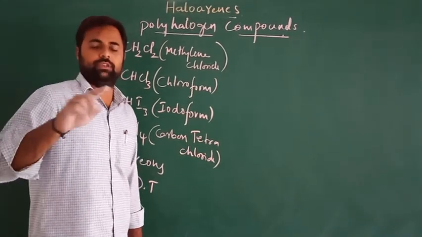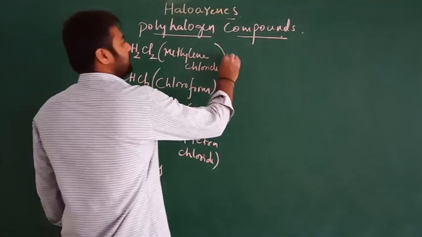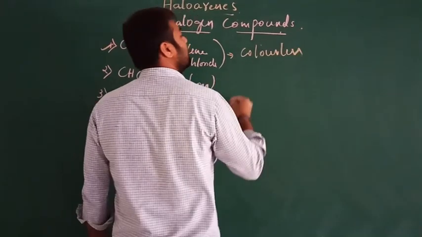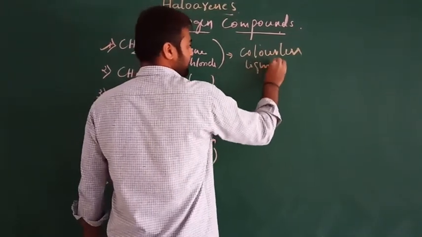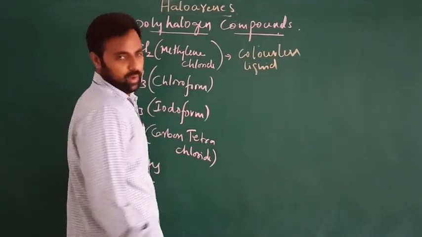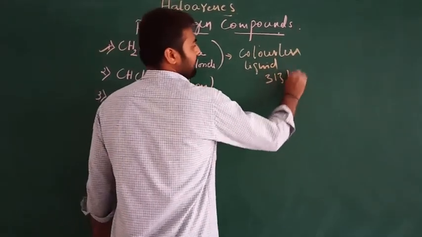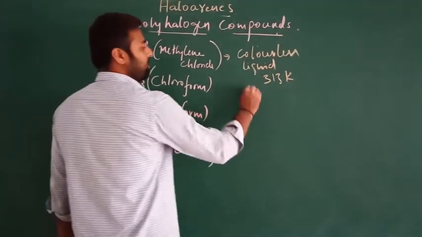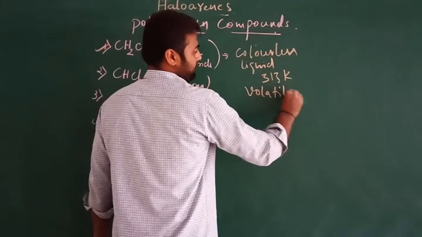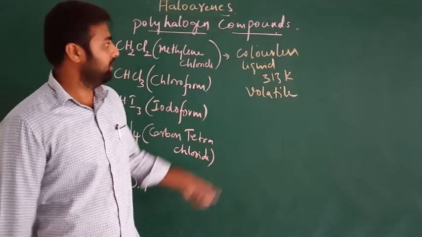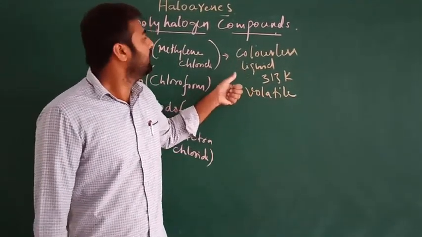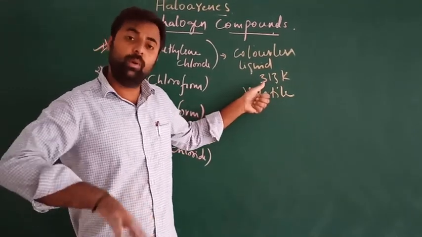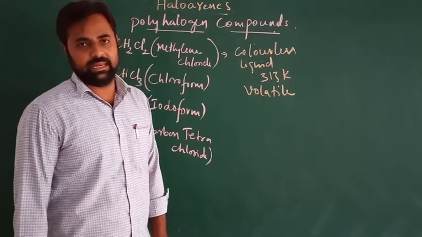This is one of the polyhalogen compounds. First of all, it is a colorless liquid which has a low boiling point, about 313 Kelvin, and it is also volatile in nature. Right. These are all the properties of the compound: colorless liquid, volatile nature, low boiling point of about 313 Kelvin.